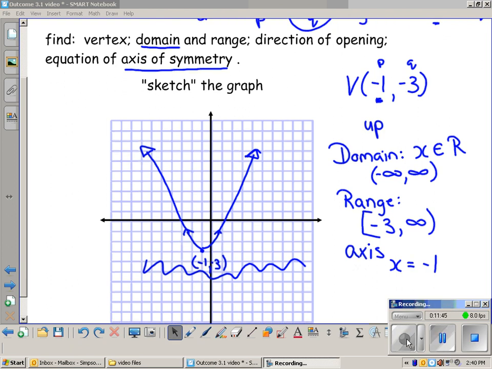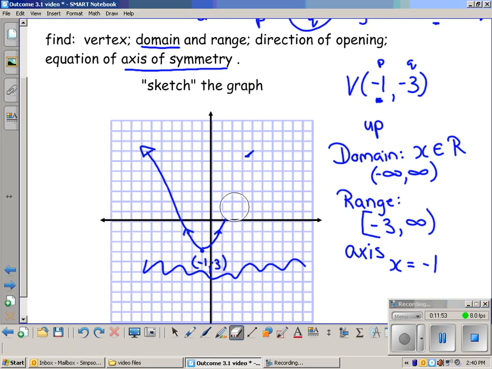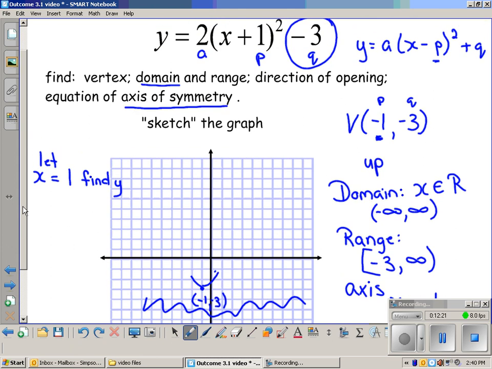Now we may need to be a little bit more accurate with how wide or how narrow those arms open up. So I'm going to erase the top part again, and we're just going to back up a little bit and look at how we decide where those arms go. I want to pick a value for x. So I'm going to let x be equal to +1, and I'm going to find my y value. To do that, I want to substitute x equals 1 into my equation.